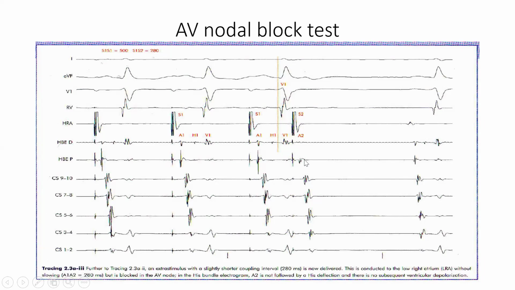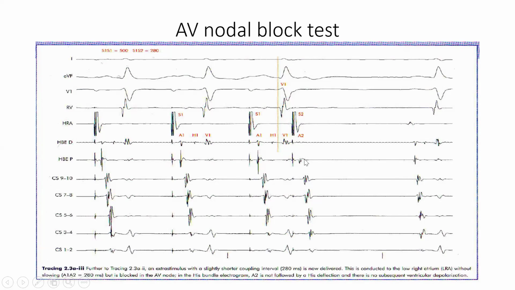Don't use the word bundle branch block on EGM. It's only on surface ECG that you talk about M pattern. Leave that one. So put it this way: you are monitoring fragments down there, and there's a delay in the conduction.